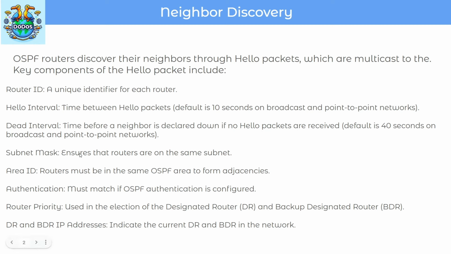Subnet mask ensures that routers are on the same subnet. Area ID: routers must be in the same OSPF area to form adjacencies. Authentication must match if OSPF authentication is configured. Router priority is used in the election of designated router and backup designated router. DR and BDR IP addresses indicate the current DR and BDR in the network.